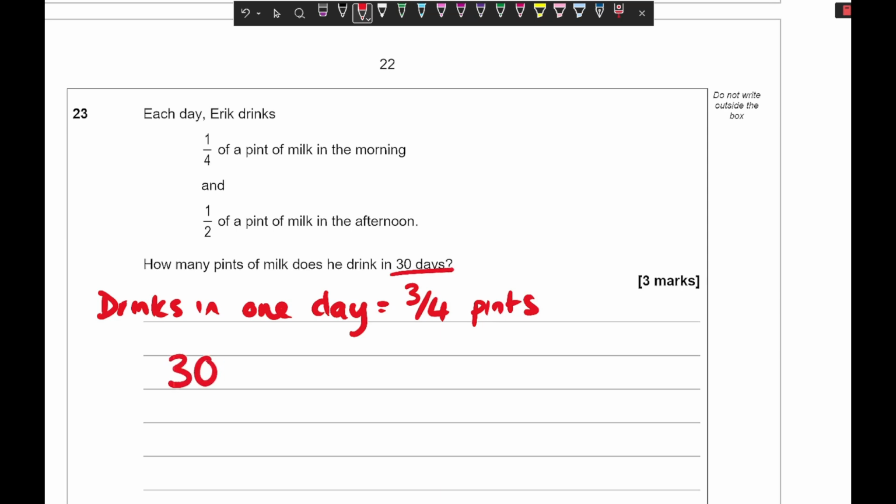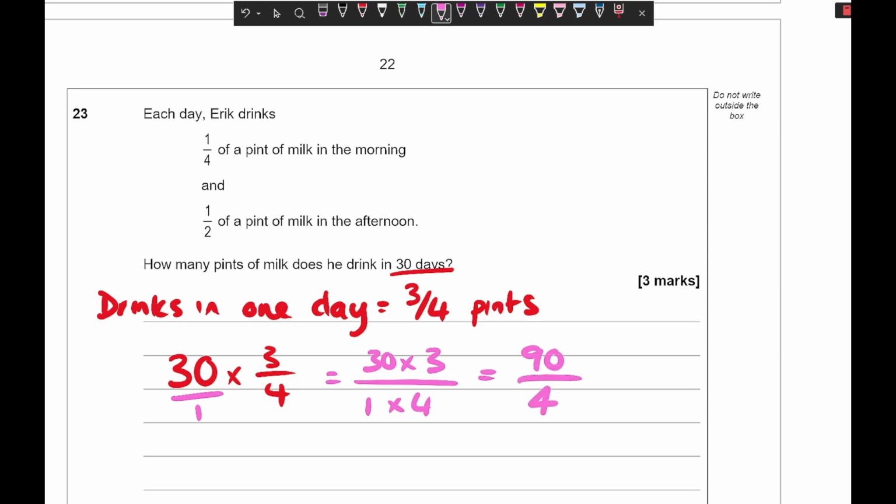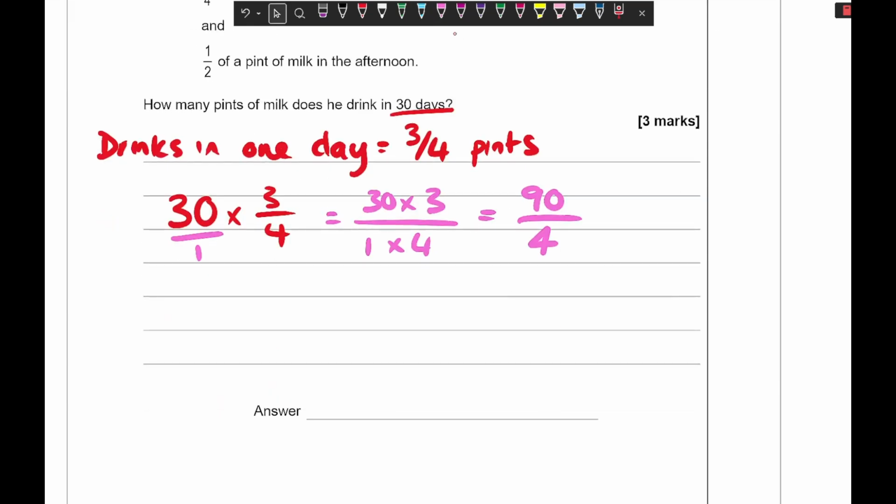So what I need to do is do 30 multiplied by 3/4. Now the easiest way to multiply a whole number by a fraction is to turn the whole number into a fraction. So if I do that, I then have a fractional multiplication question. So I multiply the numerators together, which is 3 times 30, over 1 times 4, and that's going to give me 90 over 4. Now all that's left for me to then do is divide 90 by 4, which I can do using the bus stop method. So how many 4s go into 9? That's going to be 2, remainder 1. How many 4s go into 10?